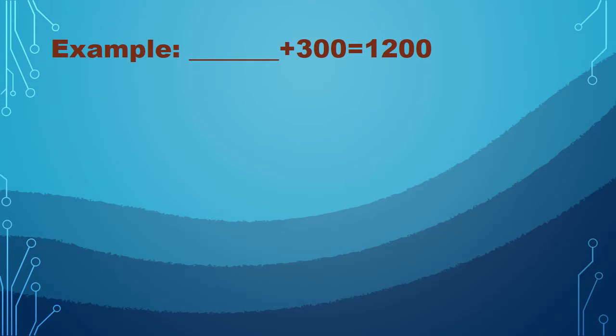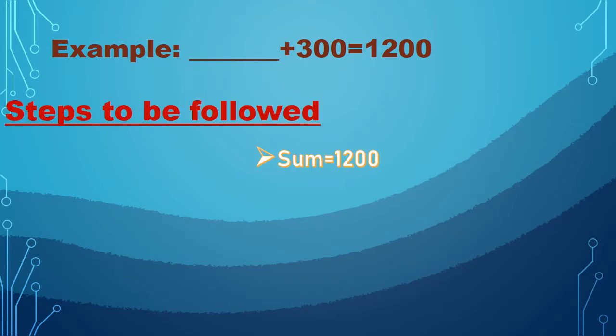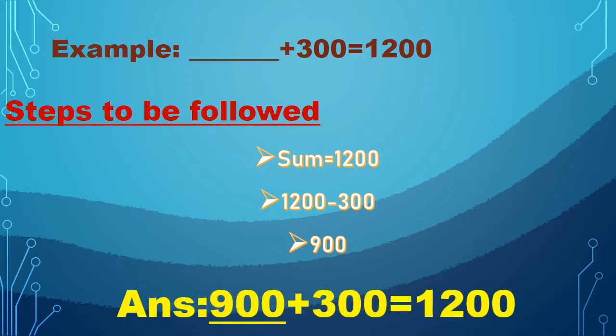Another example: some number is missing, then 300 is added, and we get 1200 as the result. So first step, you identify the sum. Isn't it 1200? And after that, what will you do? You will subtract 300 from 1200 and you will get 900 as the result. So you will write the statement as 900 plus 300 will give you 1200.